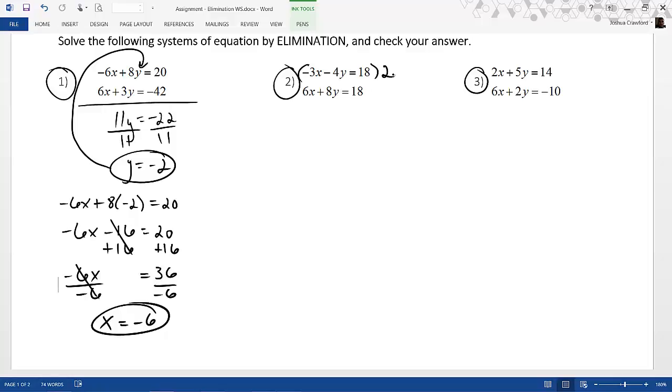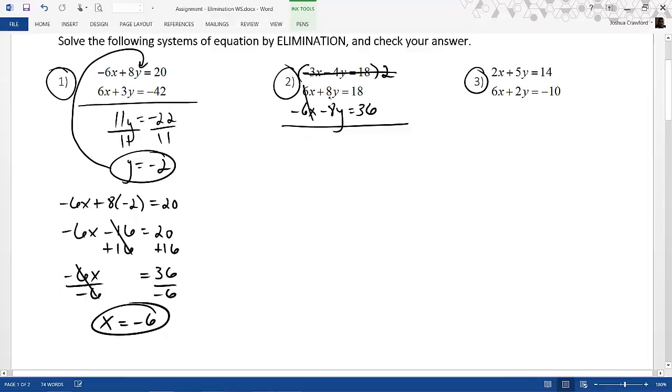So 2 times -3x is -6x. 2 times -4y is -8y. And then 2 times 18 is 36. Now we're going to add our two equations. 6 minus 6 cancels. 8 minus 8 cancels. So we'll have 0 equals 18 plus 36, which is 54. Which is not true, so it's going to be inconsistent.